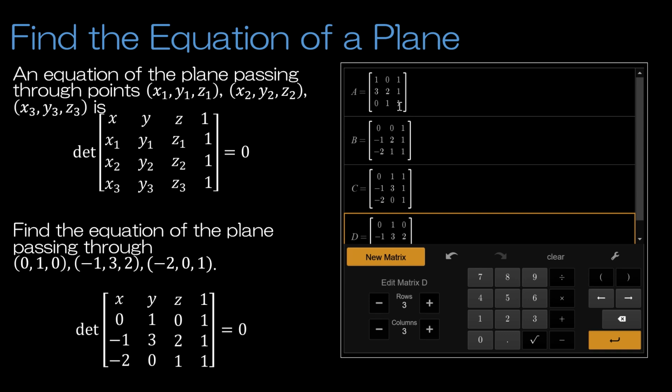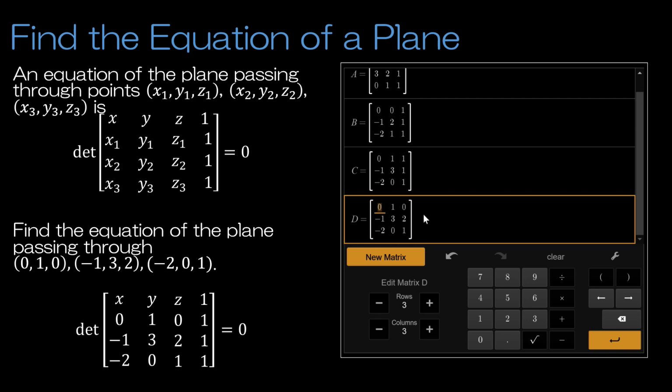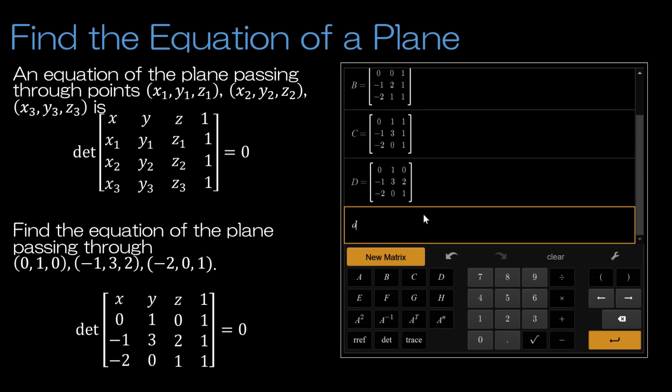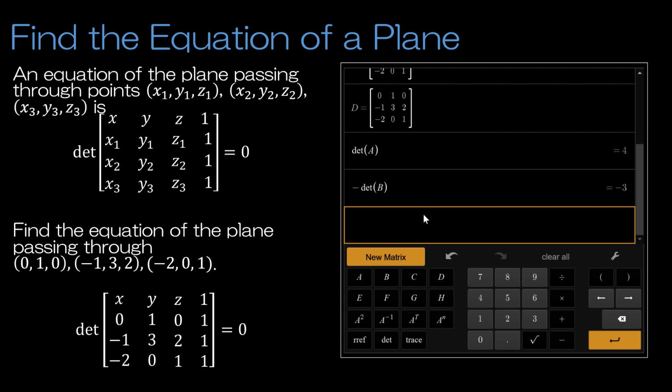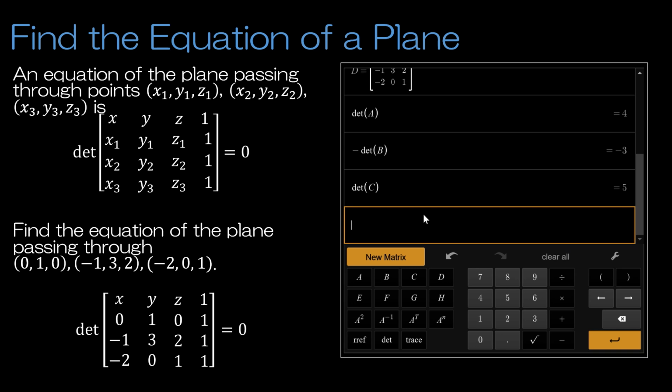So I have all of the cofactors here, and I'm going to go ahead and find the determinant of A, which is 4. I'm going to find the negative determinant of B because that's the second one, so that would be first row, second column, or negative 1 to the third. I'm going to find the determinant of C, but I'm going to find the negative determinant of D. So what I have here is essentially 4x minus 3y plus 5z plus 3 is equal to 0.